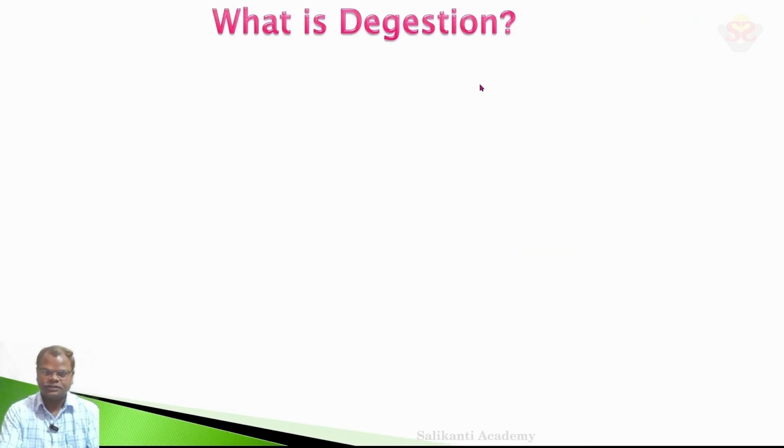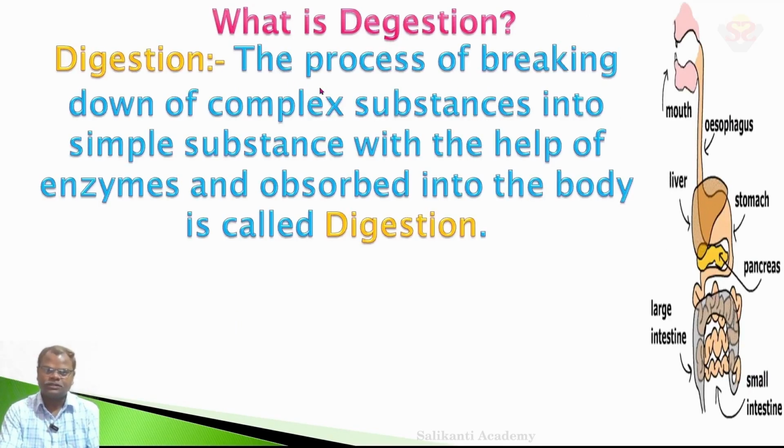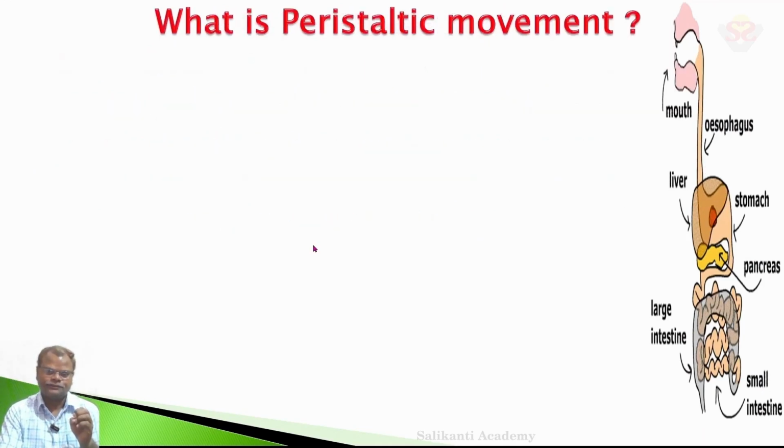What is digestion? Digestion is the process of breaking down complex substances into simple substances with the help of enzymes, which are then absorbed into the body.